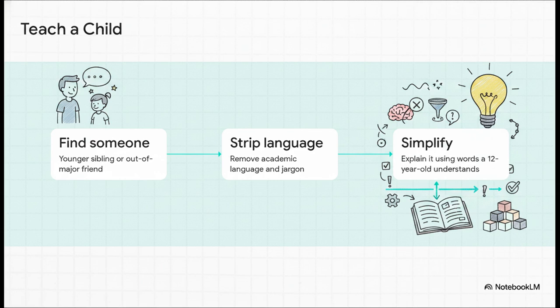If you don't have one handy, track down a friend who is totally outside your major or your class. Your mission here is to test your understanding by completely stripping away all of that academic language. You have to explain the concept, getting rid of all the jargon, using only words that a 12-year-old could easily understand. And trust me on this, a 12-year-old will be brutally honest with you if you stop making sense.